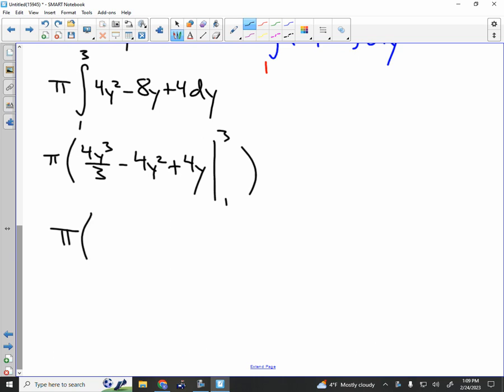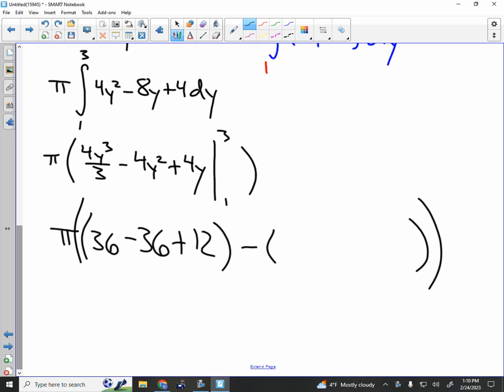Pi times, watch how this works out. What is 3 cubed? 27 divided by 3 times 4. 3 squared times 4. And 4 times 3. Great. I handled that, no problem. Now I will subtract 4/3 minus 4 plus 4, right?